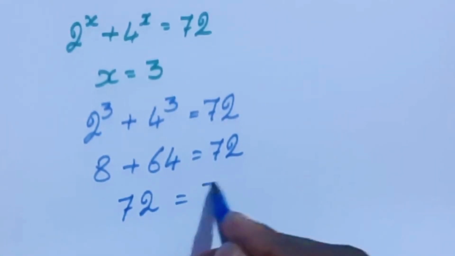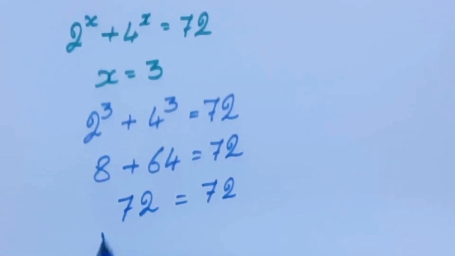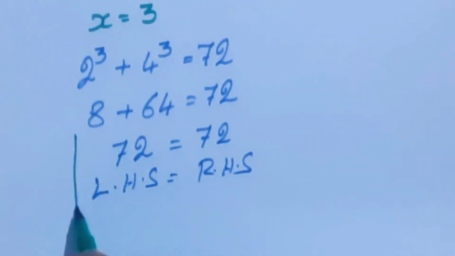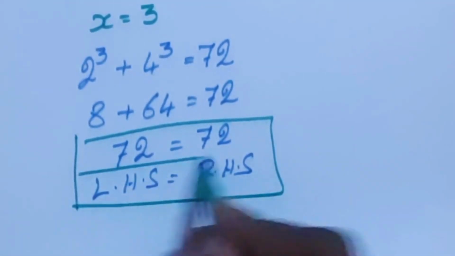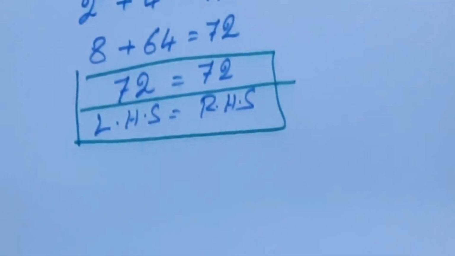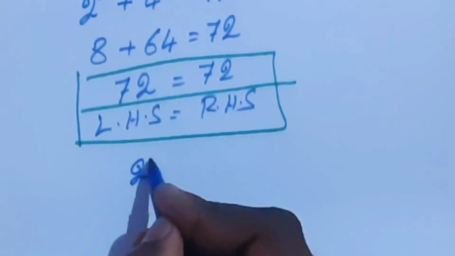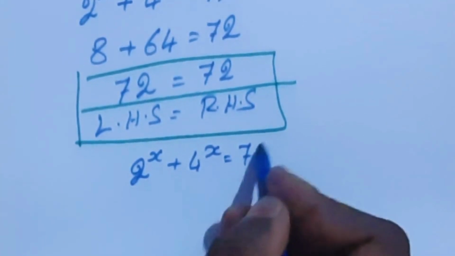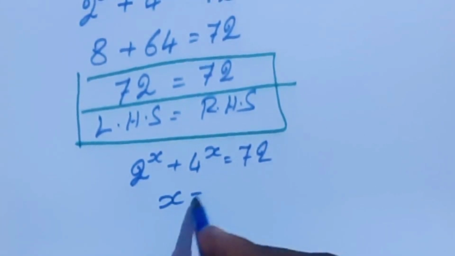72 equal to 72. So LHS equals RHS. Here we have verified that x = 3 for the equation 2^x + 4^x = 72. Here the x value is 3.